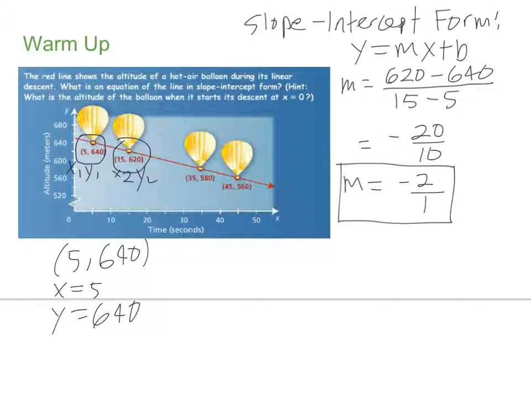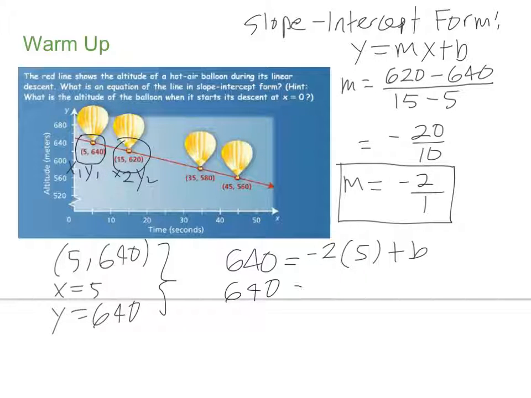So substitute or plug that into the slope-intercept form of the equation, y equals mx plus b. So subbing 640 in for y, -2 for m, and 5 for x, we get the equation given here. And then simplifying, we get 640 equals -10 plus b. Add 10 to both sides, and we get 650 equals b.